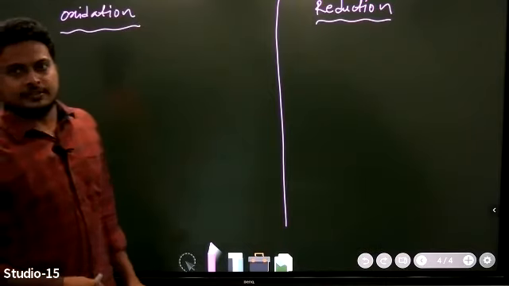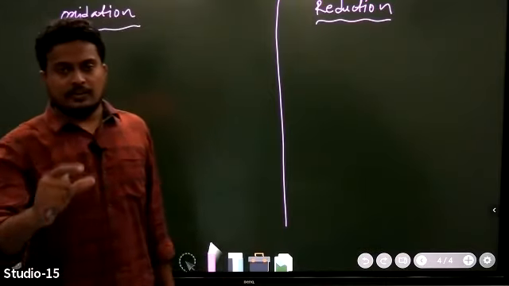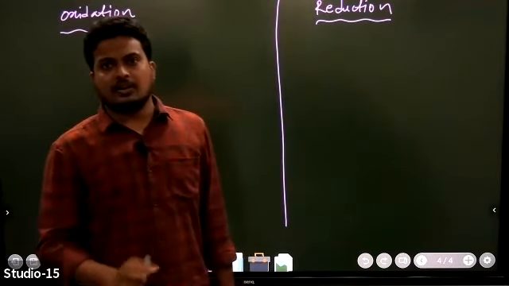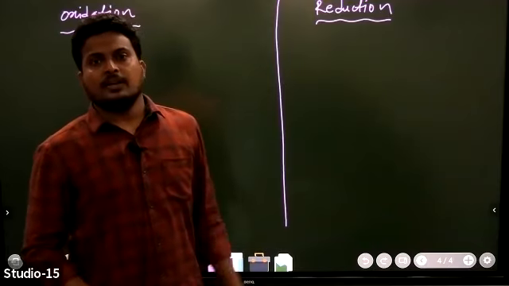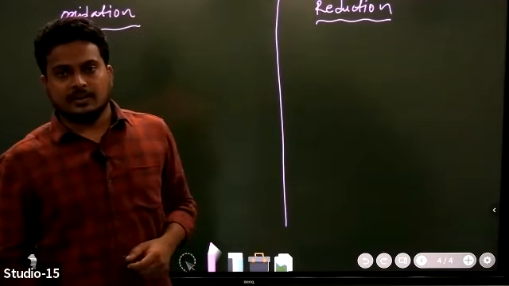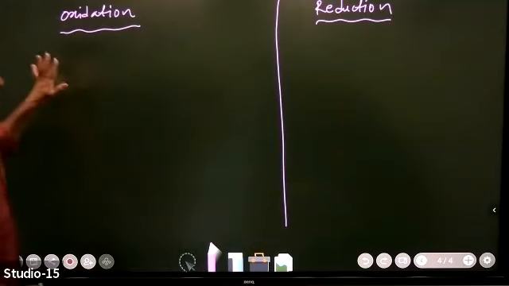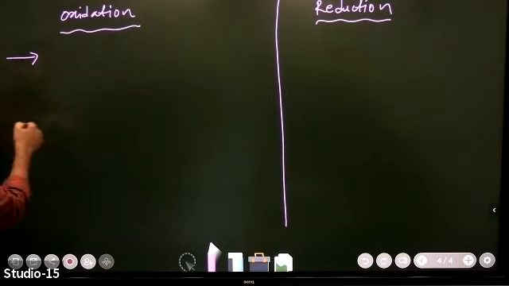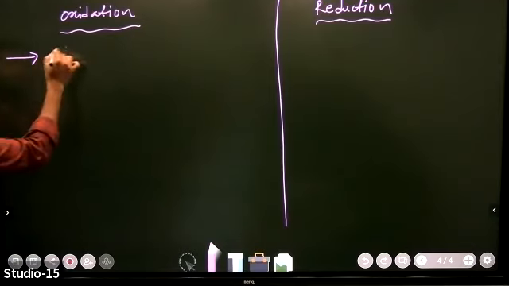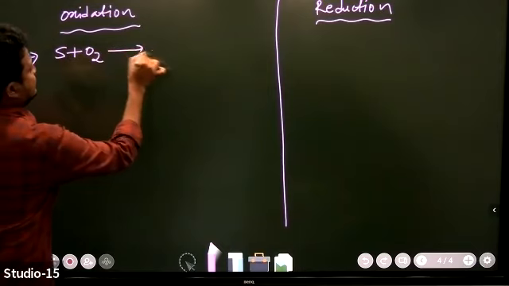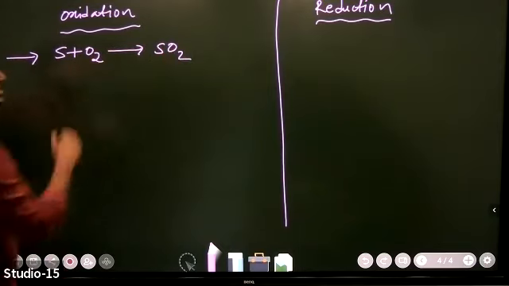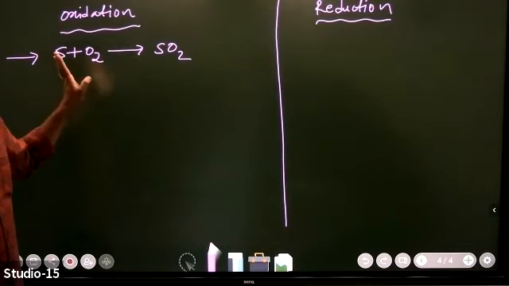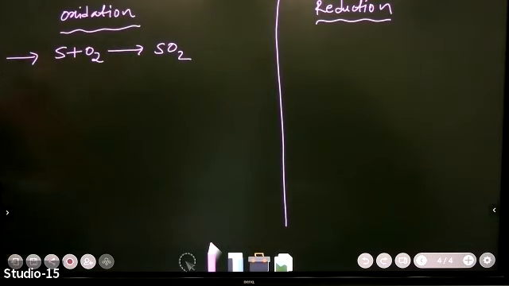Addition of oxygen is also called oxidation, and removal of electrons is also called oxidation. Example for addition of oxygen: S plus O2 gives SO2. This process is said to be an oxidation process. Addition of oxygen to any metal or non-metal is said to be oxidation.